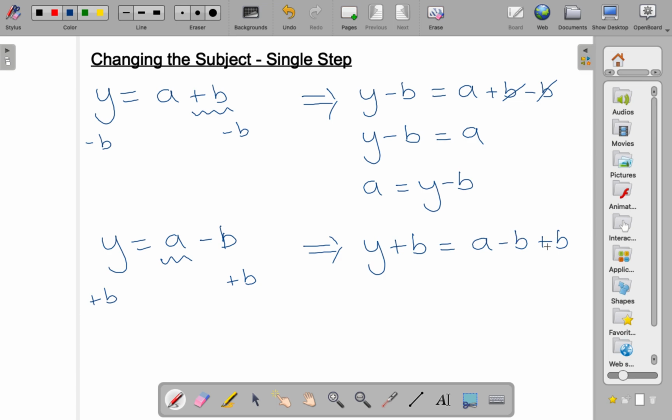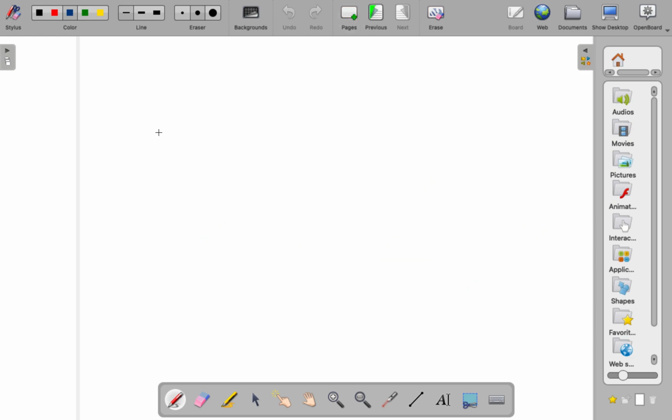Minus b plus b is just 0. So then we have y plus b is equal to a. And then we write it this way around, just because it looks a bit neater. So those are the two simple examples with pluses and minuses. Now let's try another example.